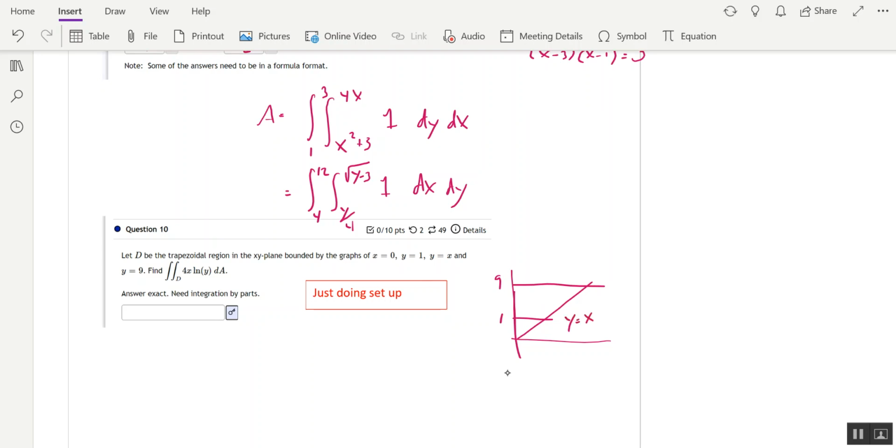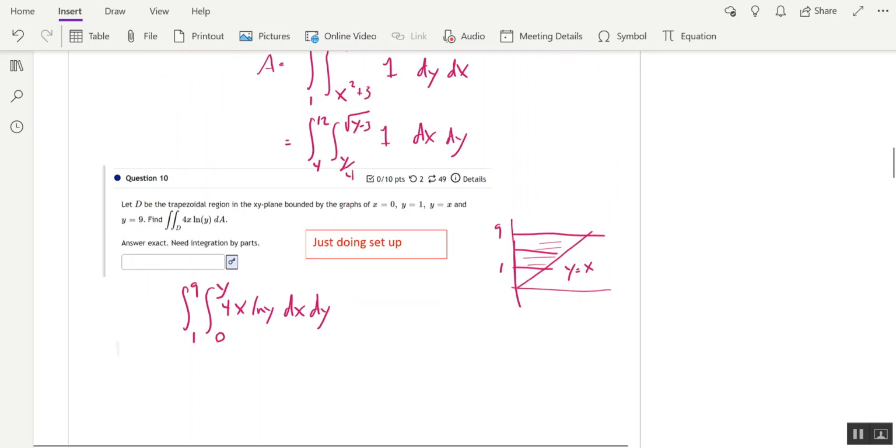y equals x. So we don't want to do vertical lines because then the bottom curve changes halfway through and we need two separate double integrals. If we do horizontal line segments, we can get away with one double integral. So we're going to go dx dy. So we're going to go double integral 4x ln y dx dy. x goes from 0 to y, and y goes from 1 to 9.